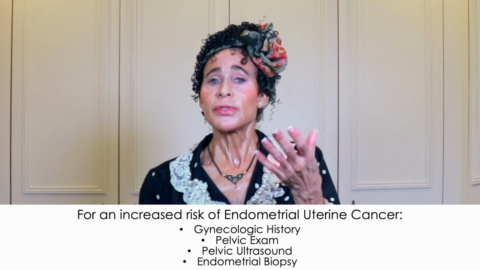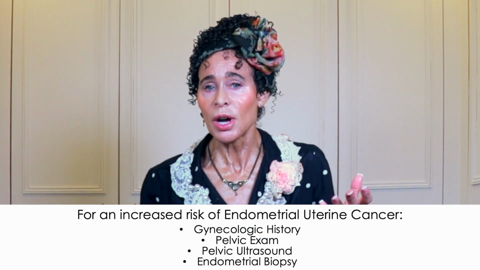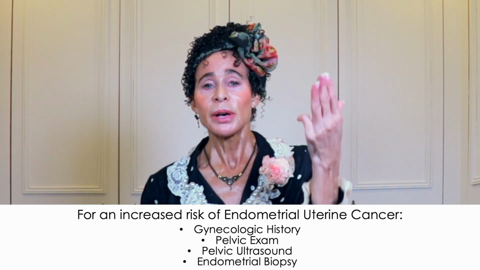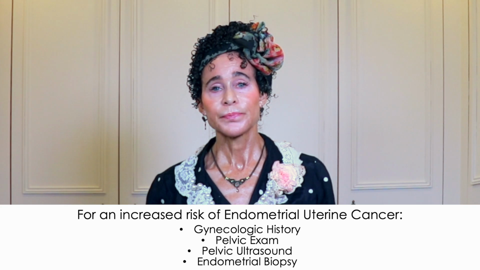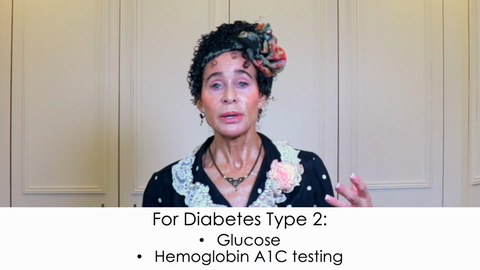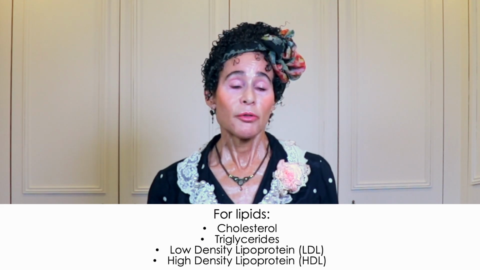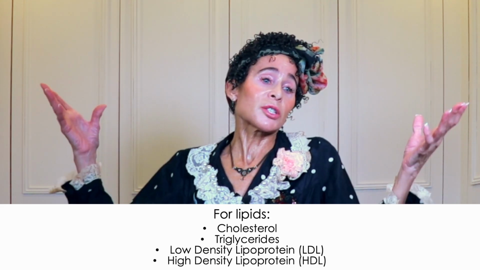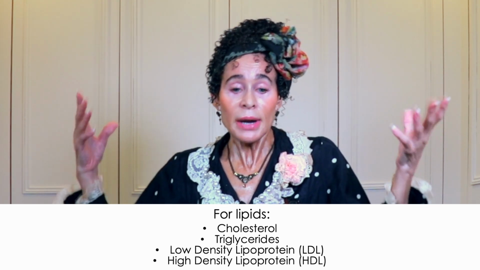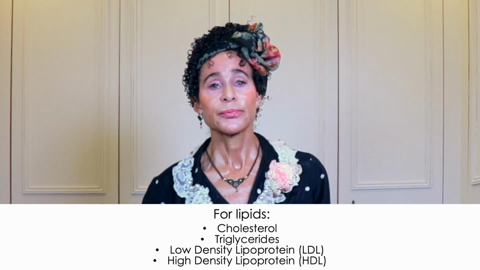There are diagnostic tests for all of these things that manifest at postmenopause, and you're probably already pretty familiar with most of them. For an increased risk of endometrial uterine cancer, you have the same test I described for perimenopause with abnormal bleeding: your gynecologic history, pelvic exam, pelvic ultrasound, and endometrial biopsy. For diabetes type 2, you have glucose and hemoglobin A1C testing. For lipids, you have a lipid panel including cholesterol, triglycerides, low-density lipoprotein, LDL, and high-density lipoprotein, which is HDL.